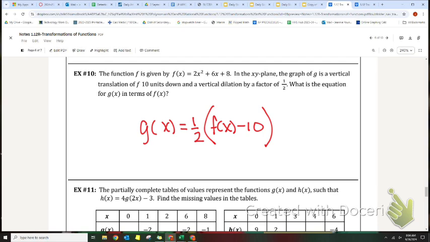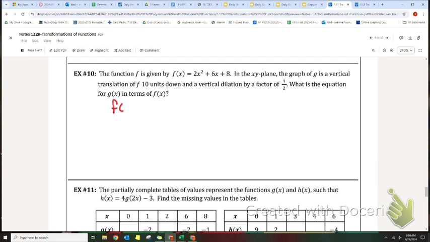All right, now I should have written that smaller because it actually gave me an equation. So then I'm going to plug it in and work on this. So let me rewrite this real quick so I have some room. Sorry about that. So what we just said was we had our f of x. We're going to go down 10 units, and then all of that at a vertical dilation by 1/2.